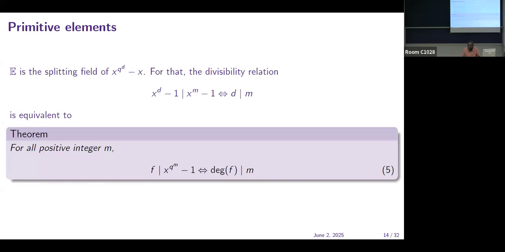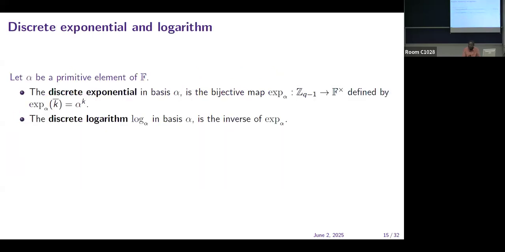So this theorem gives this example. We recall that f is an irreducible polynomial. If an irreducible polynomial divides x power q power m minus x, this means that the degree of f divides m.